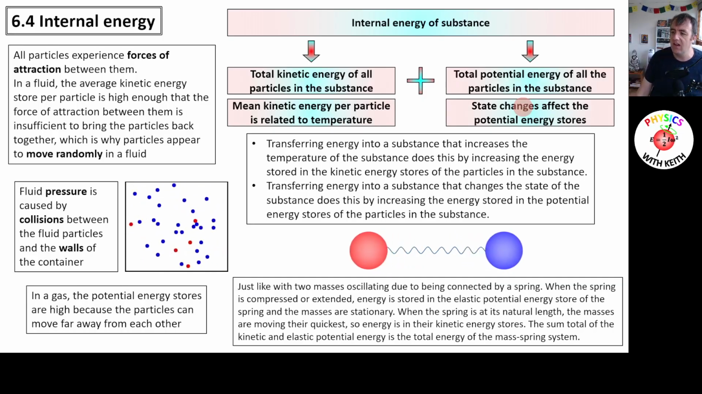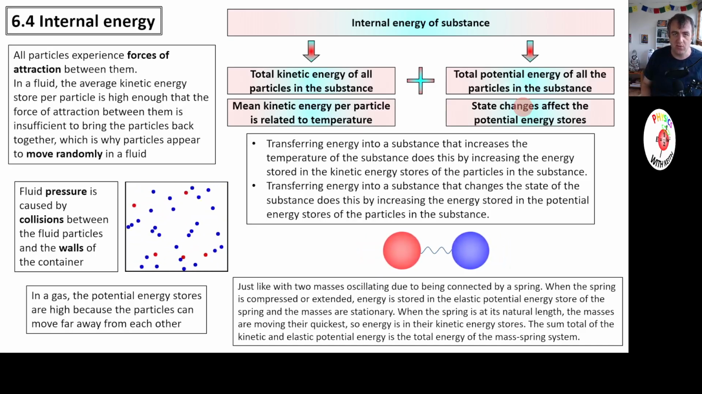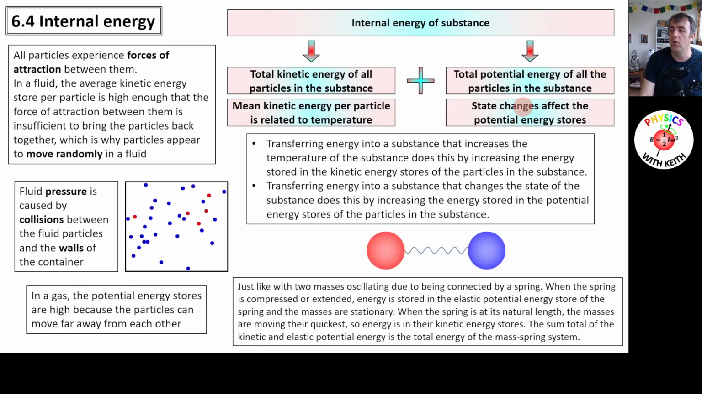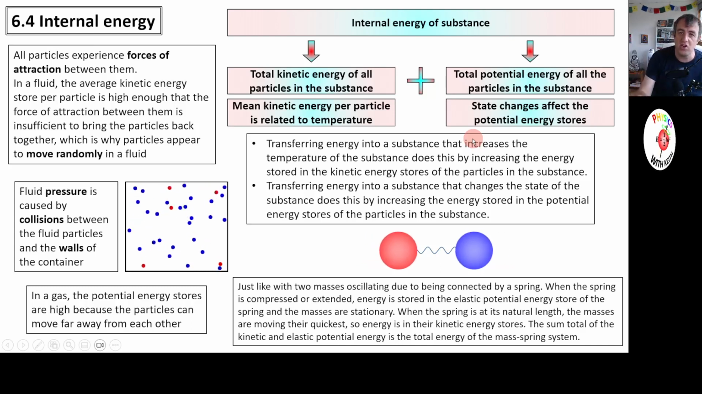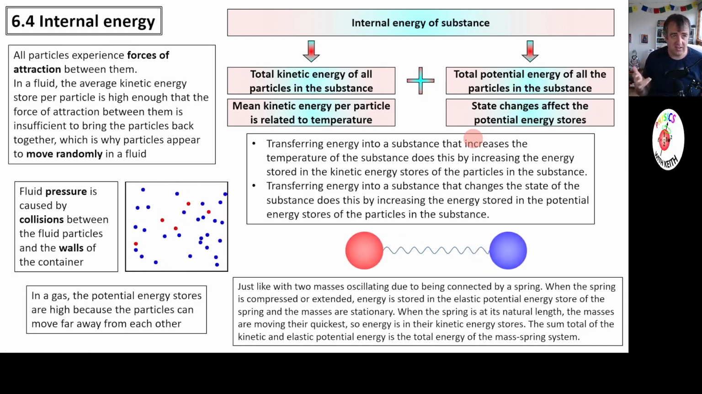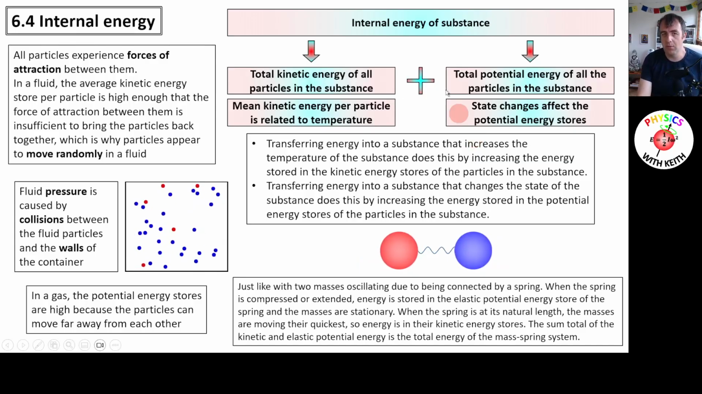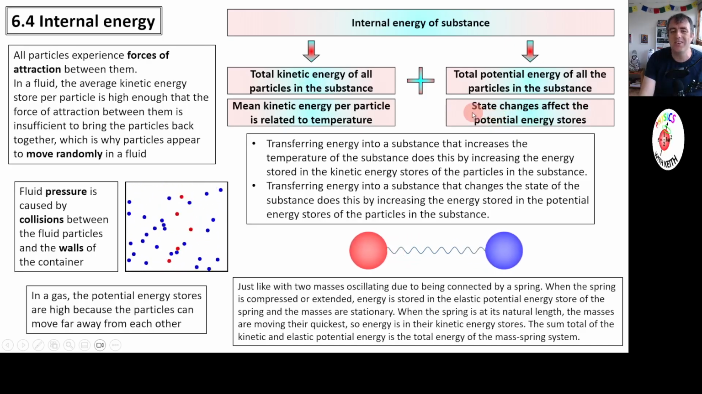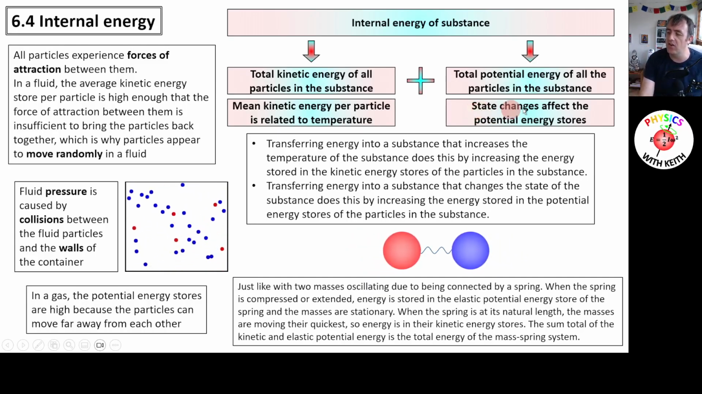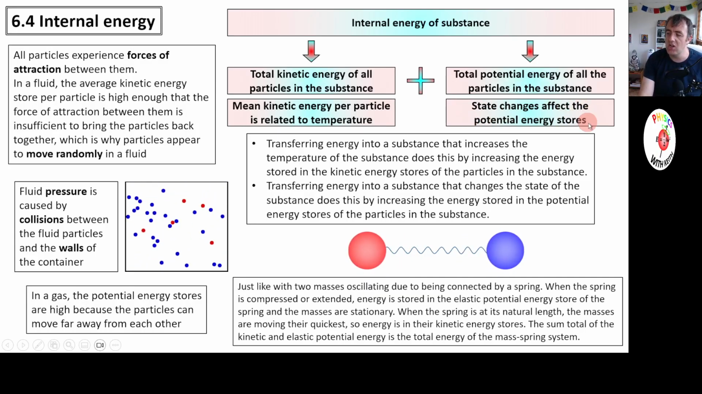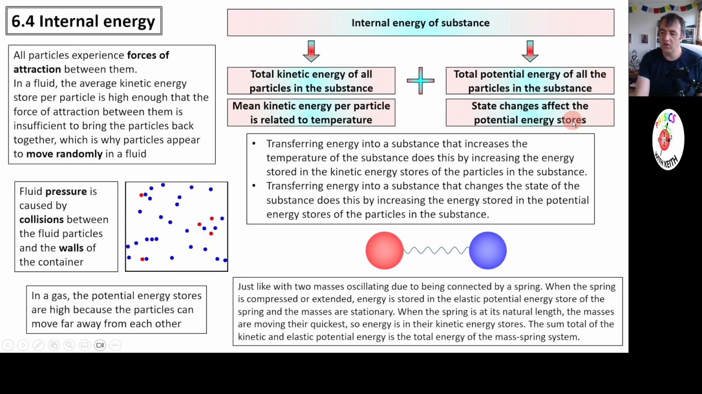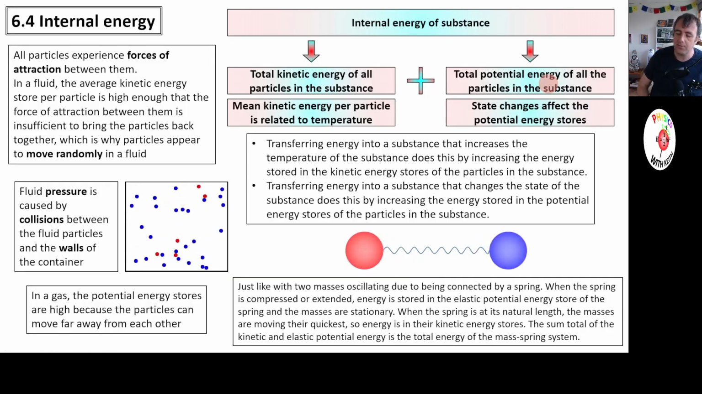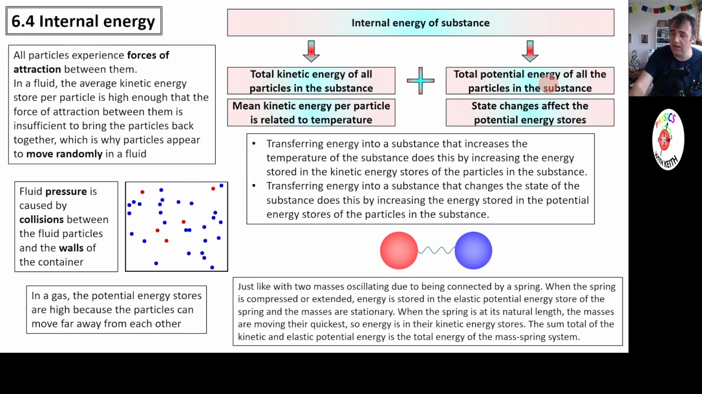So that means that they are increasing the distance between them, and just like we talked about with the gravitational potential energy example, that causes an increase in the electrostatic potential energy that one particle has stored due to the other one. So the change in state from solid to liquid causes an increase in the potential energy on average of the particles, and therefore the total potential energy of all the particles in the substance. And the same going from a liquid to a gas.